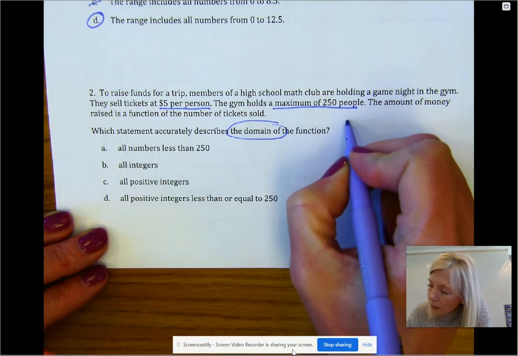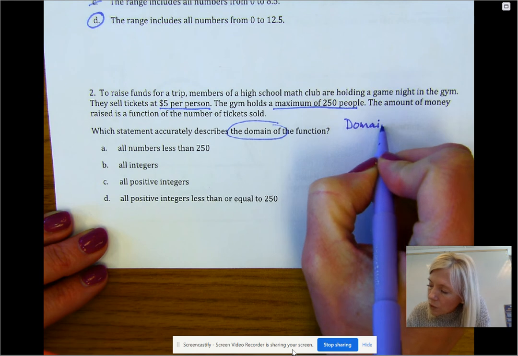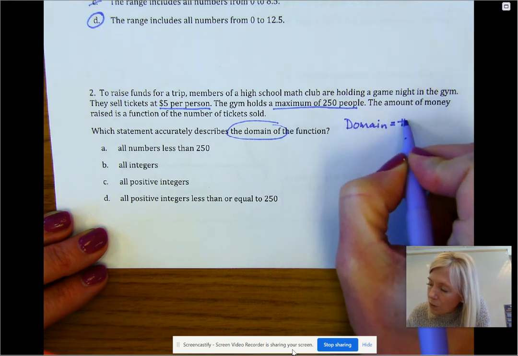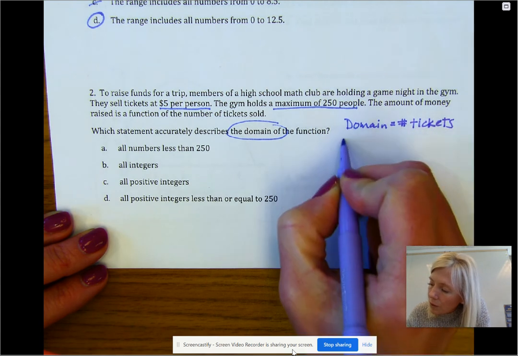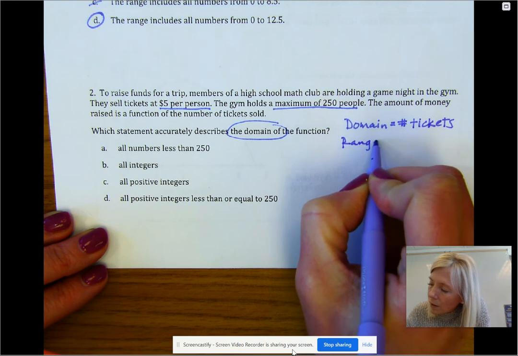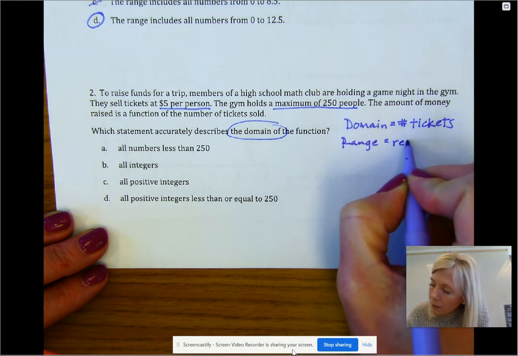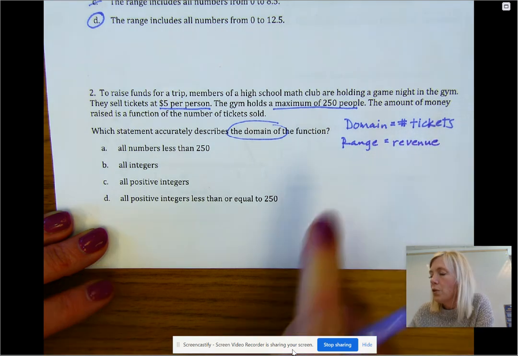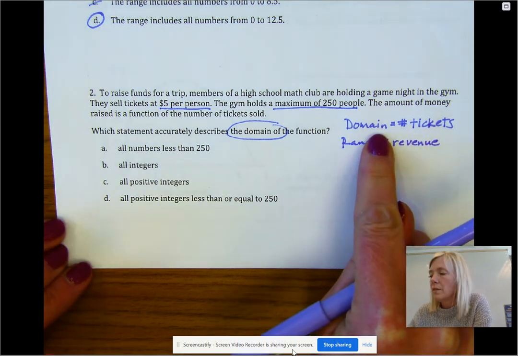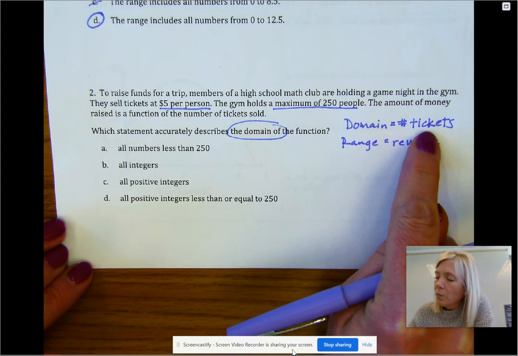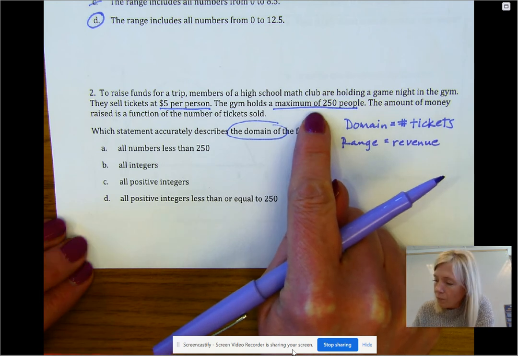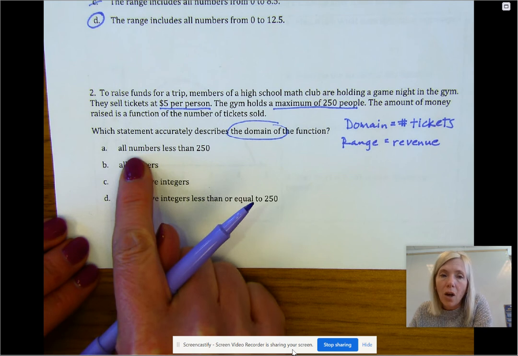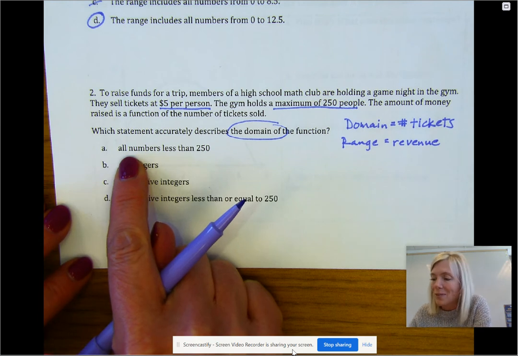That means that the domain is going to be the number of tickets sold, and the range is going to be the revenue, how much money they make. Okay, so since the domain is represented with the number of tickets sold, we would say, oh, well, there's a maximum of 250 people. So it would be tempting to say A, all numbers less than 250, but that would include negative numbers, and you can't sell a negative number of tickets.